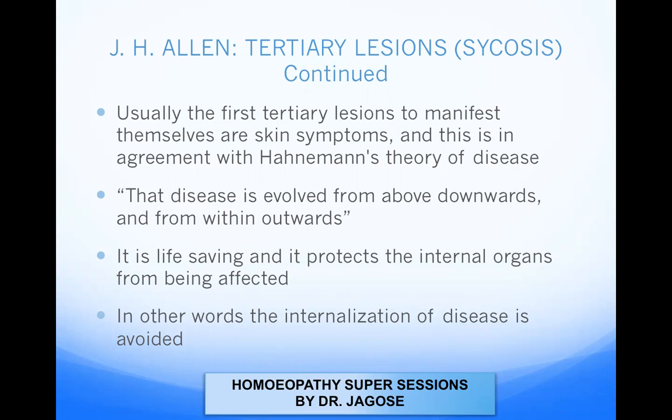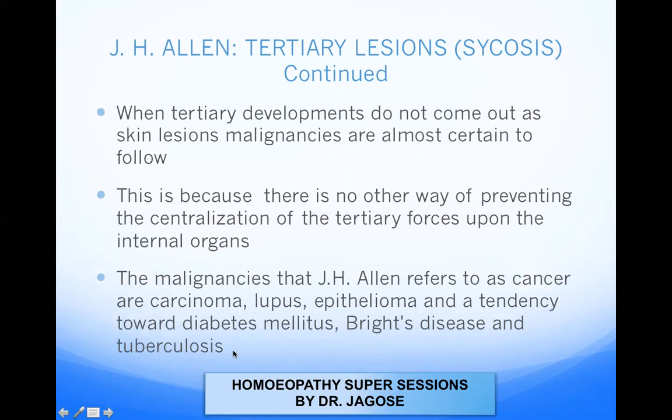The disease will not travel to the deeper planes and involve the vital organs, which may be a threat to life. So the most important point here is that it prevents the internalization of the disease. When tertiary developments do not come out as skin lesions, malignancies are almost certain to follow. So if the tertiary skin lesions do not come out because of suppression, then malignancies will definitely manifest. This is because there is no other way of preventing the centralization of the tertiary forces upon the internal organs.